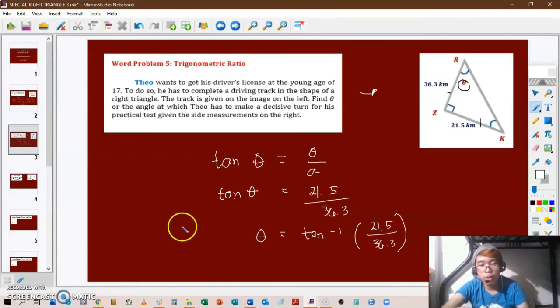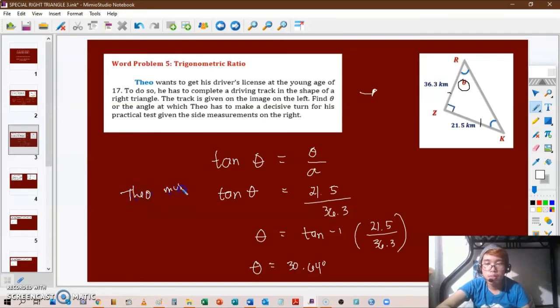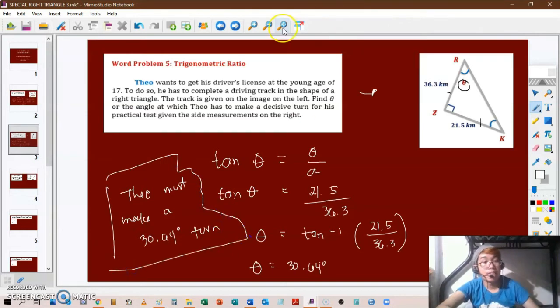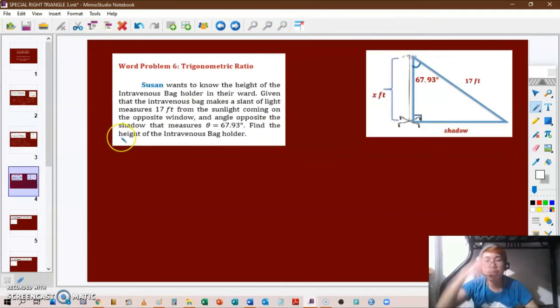Therefore, theta is equal to 30.64 degrees, and therefore Theo must make a 30.64 degree turn to pass his test. Okay, so there you go. That's the answer. Let's try this one.